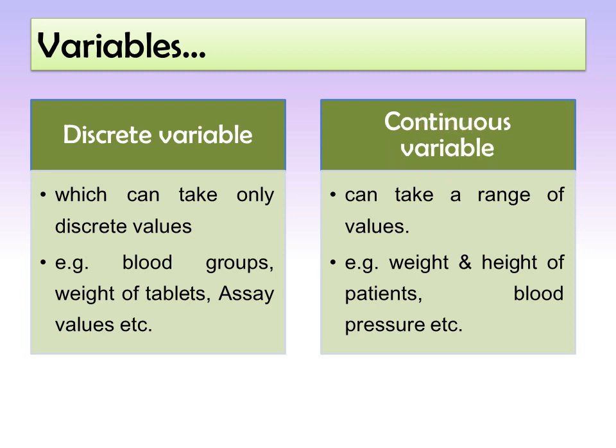A discrete variable can have only discrete values. If we take examples, blood groups, weight of tablets, X-ray values, etc. Whereas a continuous variable can have a range of values. Examples: weight, height of patients, blood pressure, etc.